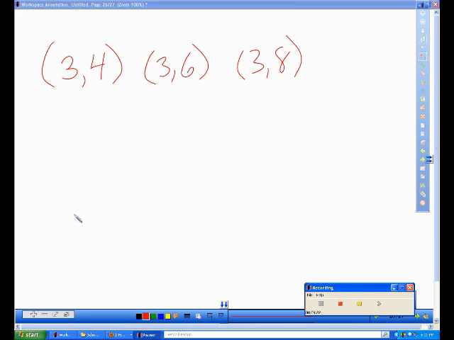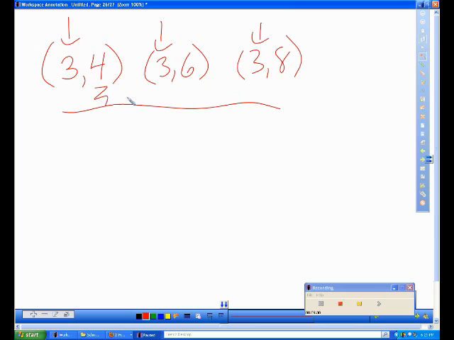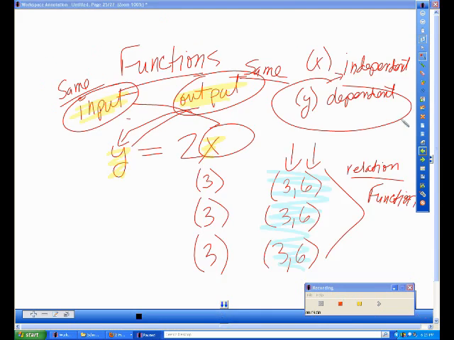So now let's take a look at this example. So again, we've got some solutions here: (3, 4), (3, 6), (3, 8). But, uh-oh, this time we've got the same x values, but they've got different y values. You can try all you want. You can sit here and try to think of equations all day long where maybe you could put in a 3 and get out a 4, then put in a 3 the next time and get out a 6, then put in a 3 the next time and get an 8, but that's impossible. Just like if I continuously put in 3's into this particular function, I'm always going to get 6's.